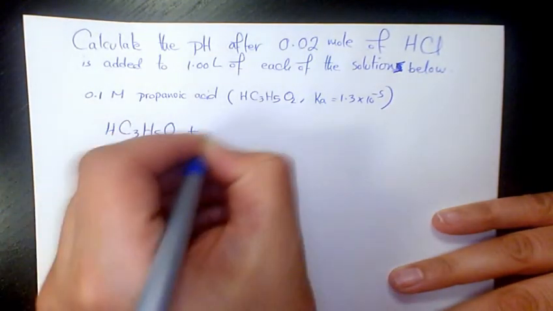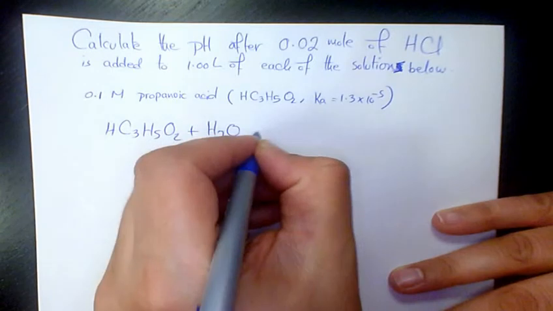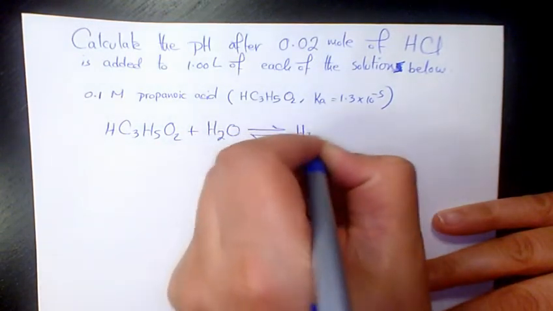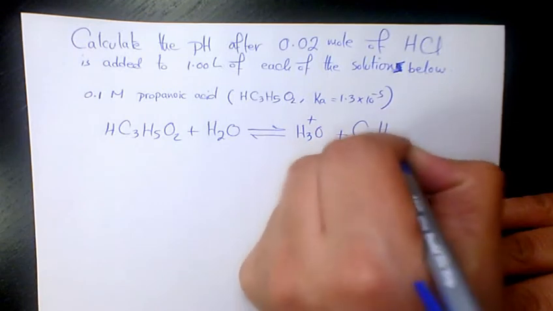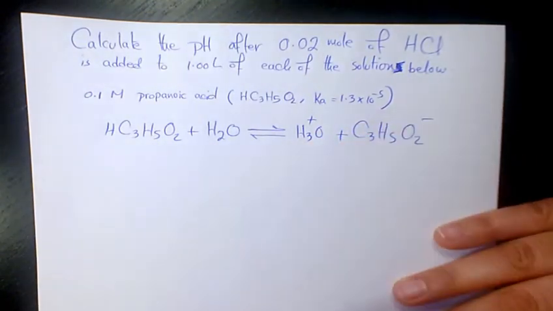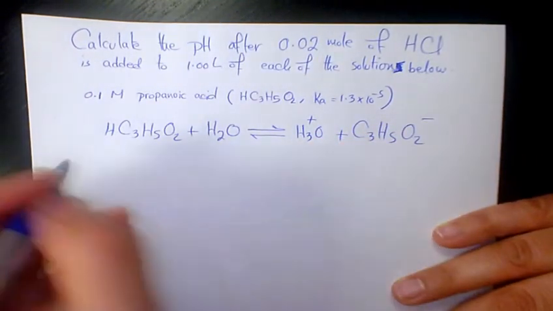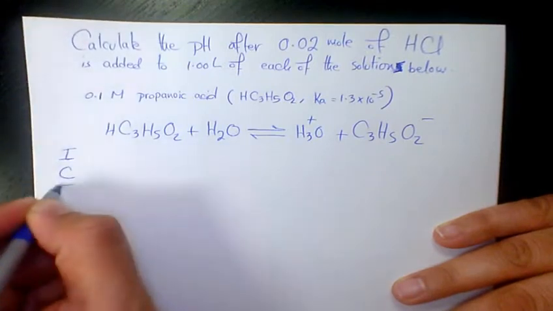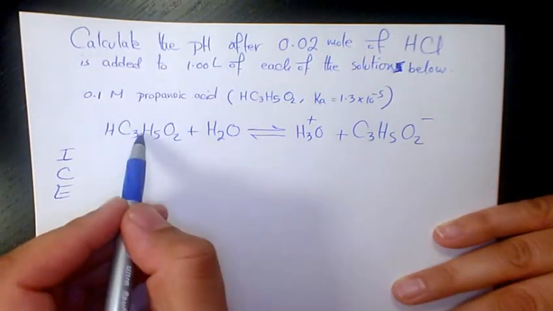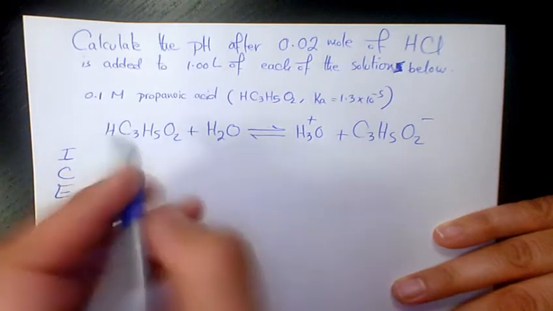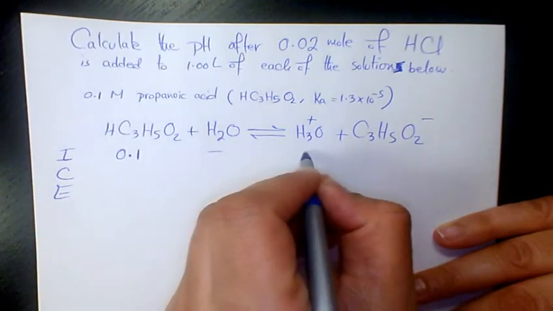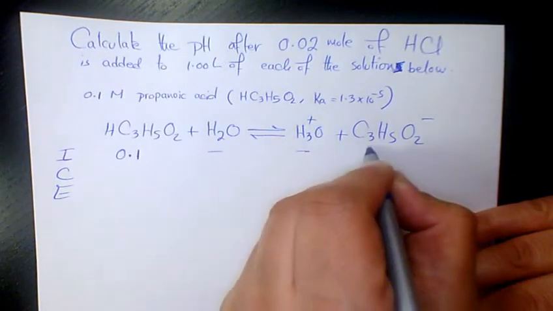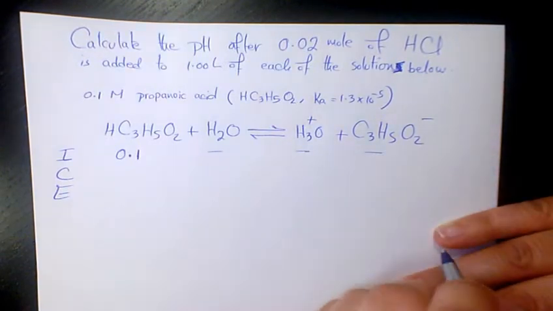HC3H5O2 plus water. It's gonna produce H3O plus and C3H5O2 minus. We have initial, change, and equilibrium. Initially we have 0.1 molar of acid. This one 0, this one negligible, this one 0 as well.